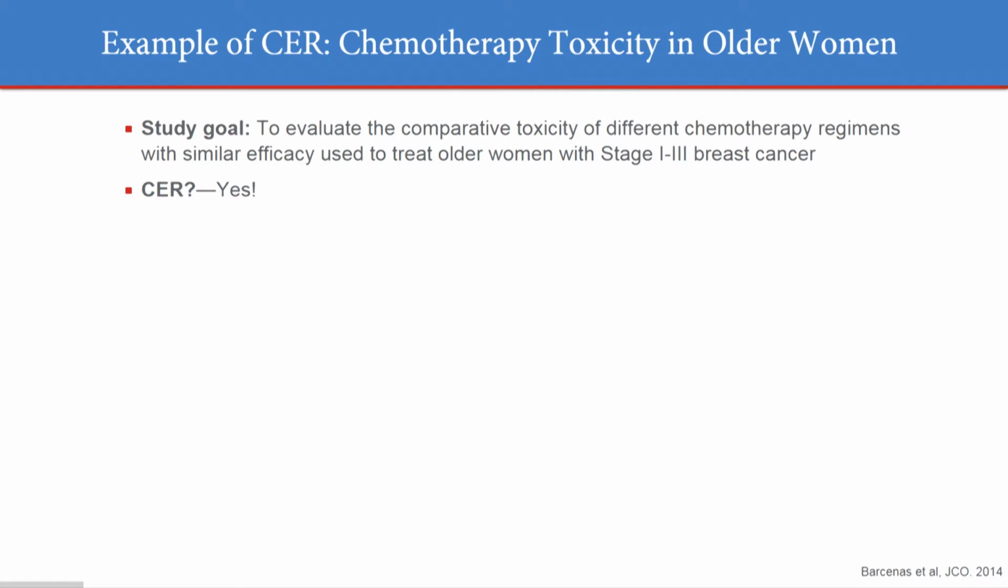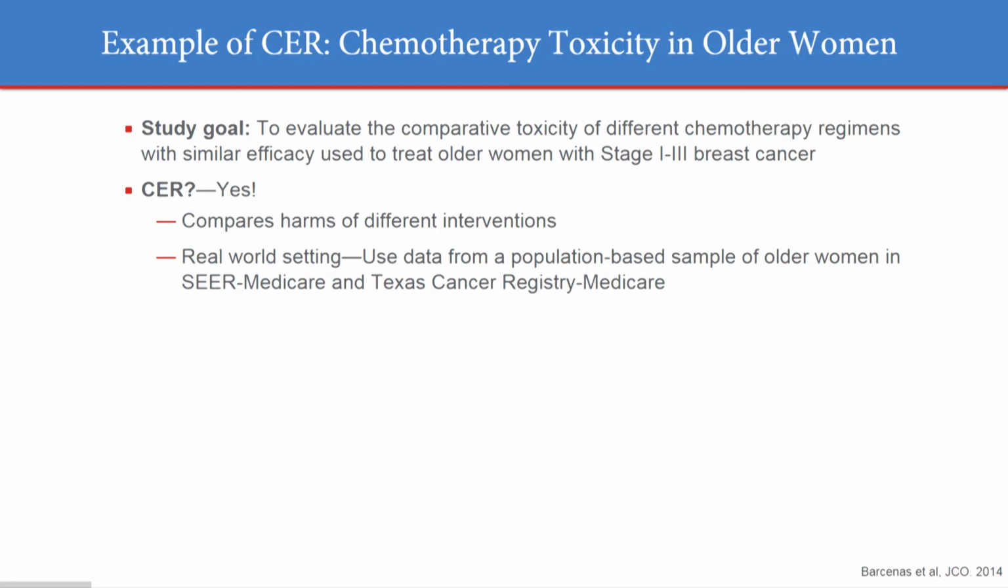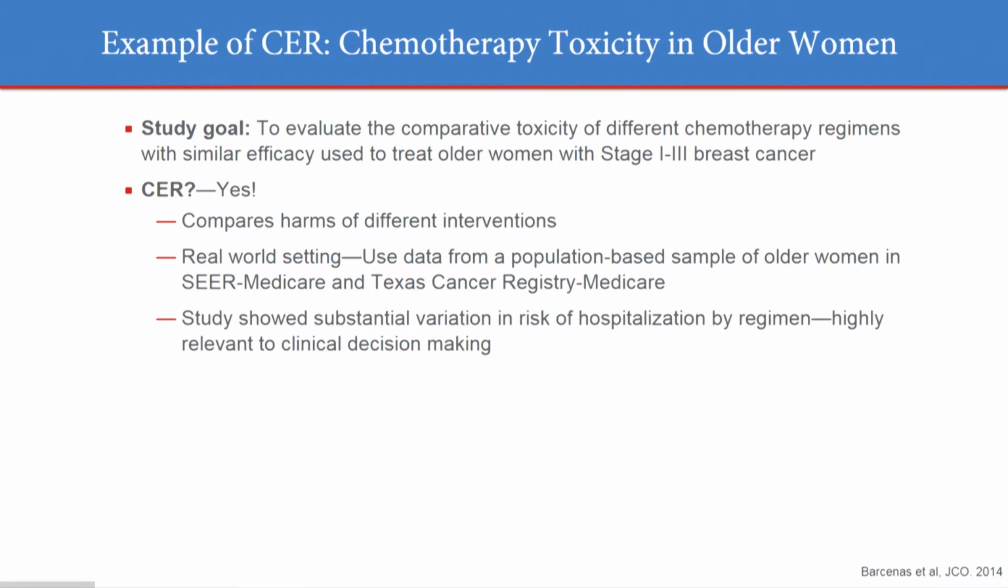So is this comparative effectiveness research? Yes. Why? So this is comparative effectiveness research because we're directly comparing the harms of different interventions. It also is a real-world setting. The data we used for this study came from a population-based sample of older women in the SEER Medicare database and the Texas Cancer Registry Medicare database. So this is a diverse population of patients, and it represents real clinical practice. And what the study showed was substantial variation in the risk of hospitalizations across the different chemotherapy regimens. So this is a finding that's highly relevant to clinical decision-making.